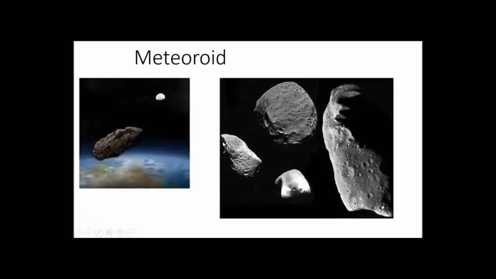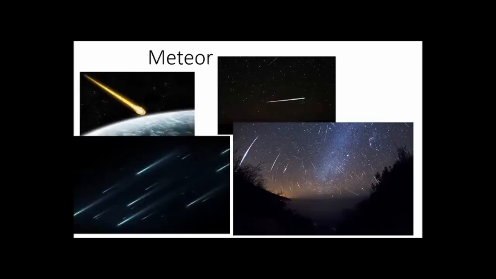Meteoroids are smaller hunks of rock. They can come from asteroids that have chipped off, or they can come from comets. A meteoroid is in the void of space. And so they're just smaller hunks of rock that are floating around in space.